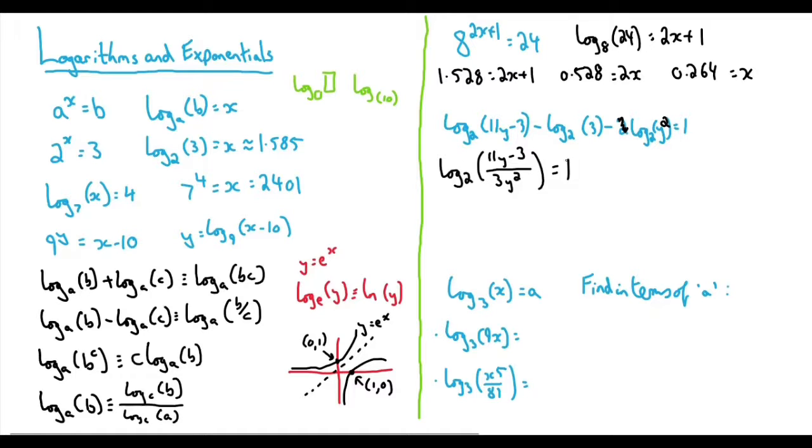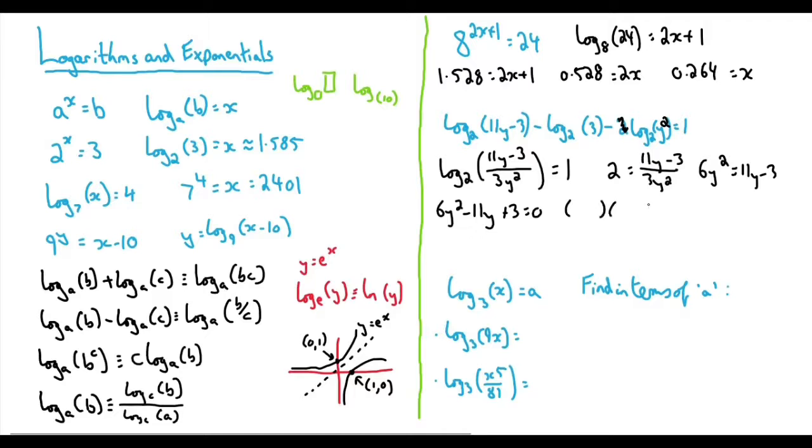So this 2 here to the power of this 1, which is just going to be 2, will equal what was inside the brackets. So 11y minus 3 over the 3y squared. At this point, it's just rearranging and solving. So if we times up the 3y squared here, you get 6y squared equals 11y minus 3. Bring everything onto the left-hand side. 6y squared minus 11y plus 3 equals 0.